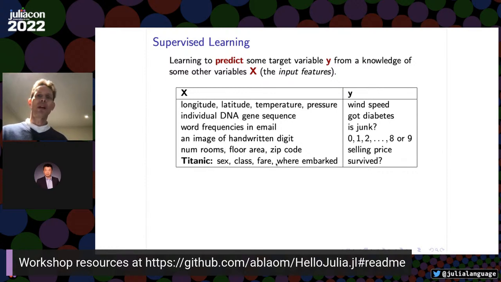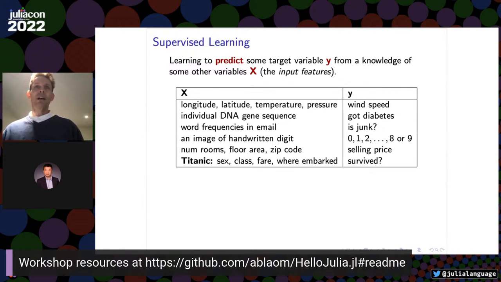And then one last example that we are going to get involved in ourselves towards the end of this workshop is the Titanic disaster. In that case, the inputs are properties of the passenger. So, for example, their sex, what class they traveled, what fare they paid, where they got on, and a couple of other features. And the question we're trying to answer is whether they survived the disaster or not. So those are a few examples of supervised learning applications.